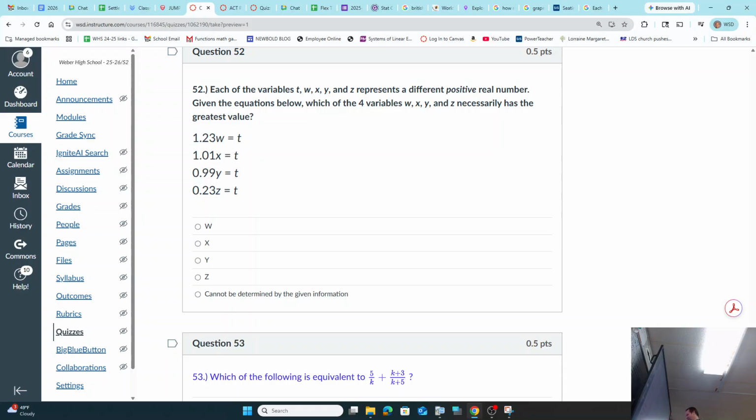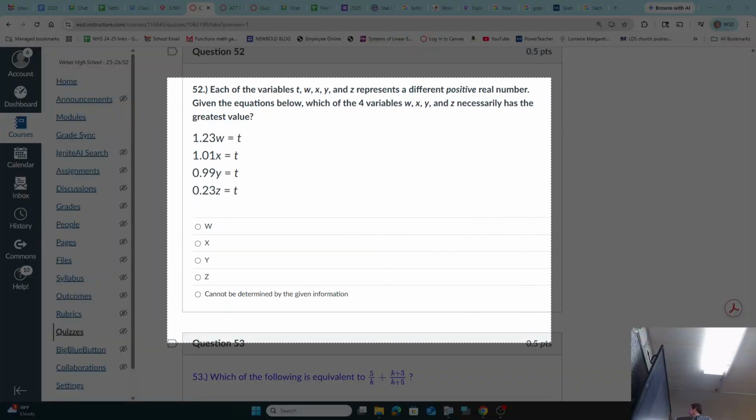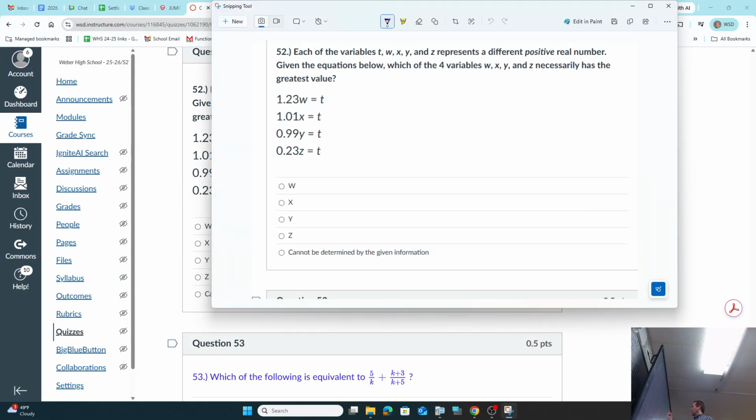So this one was really weird. I'm not going to spend too much time on it. It's basically the idea that if you have a fraction, like 1/2, for example, as opposed to, let's compare those two. It's the idea that if you're solving for those letters, y is equal to t divided by 0.99, and then z is equal to t divided by 0.23.